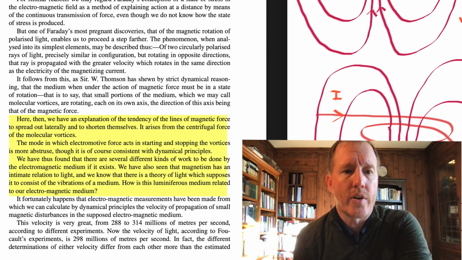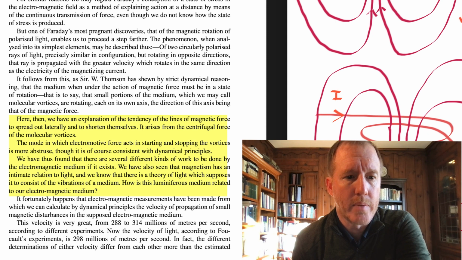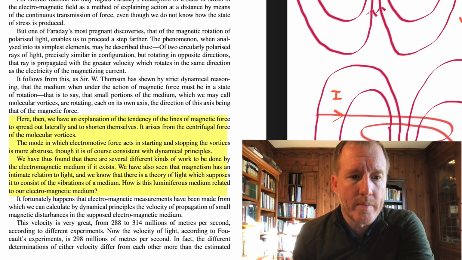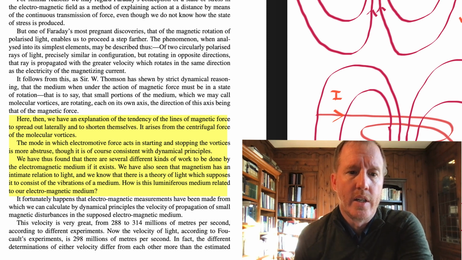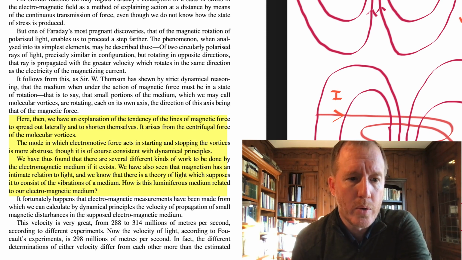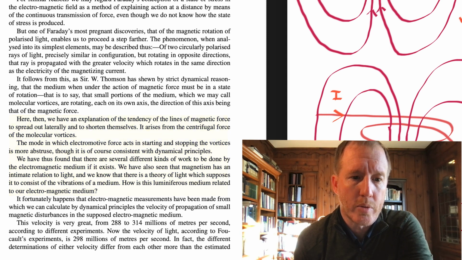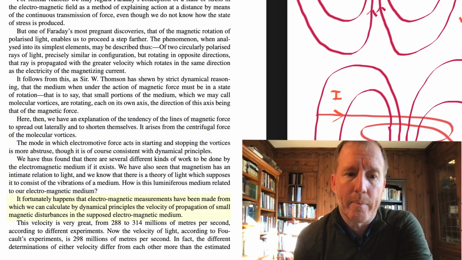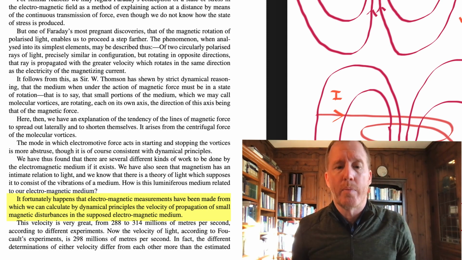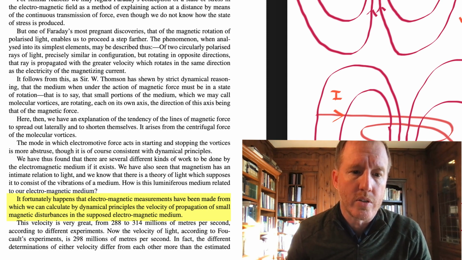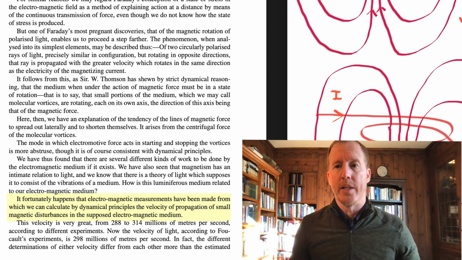We have thus found that there are several different kinds of work to be done by the electromagnetic medium, if it exists. We have also seen that magnetism has an intimate relationship to light, and we know that there is a theory of light which supposes it to consist of the vibrations of a medium. How is this luminiferous medium related to our electromagnetic medium? It fortunately happens that electromagnetic measurements have been made from which we can calculate by dynamical principles the velocity of the propagation of small magnetic disturbances in the supposed electromagnetic medium.